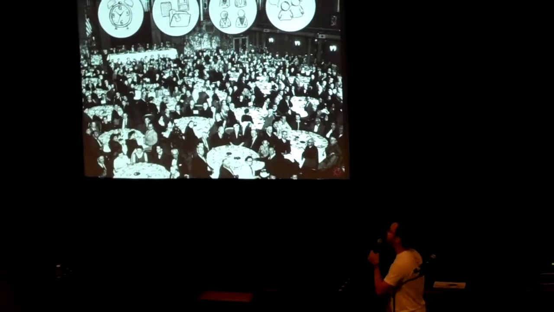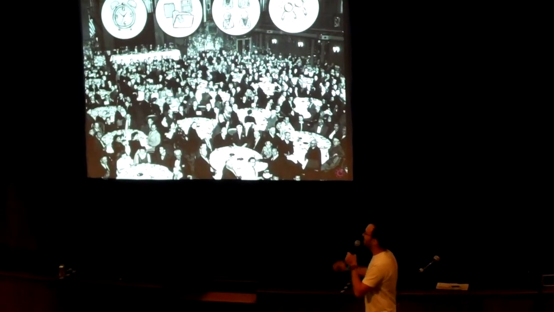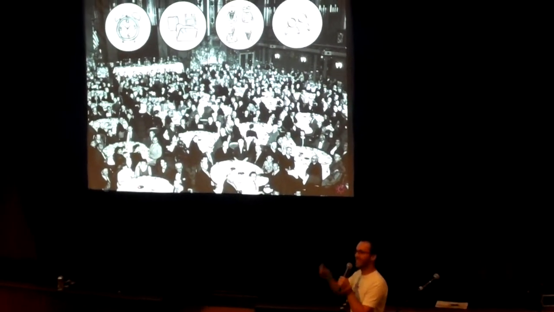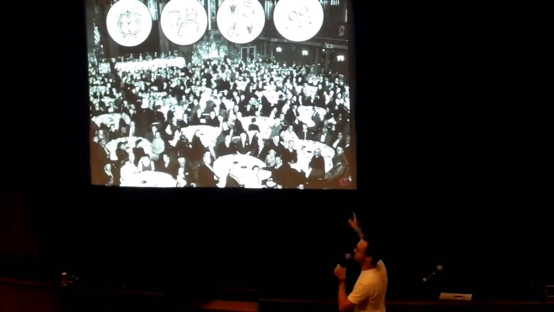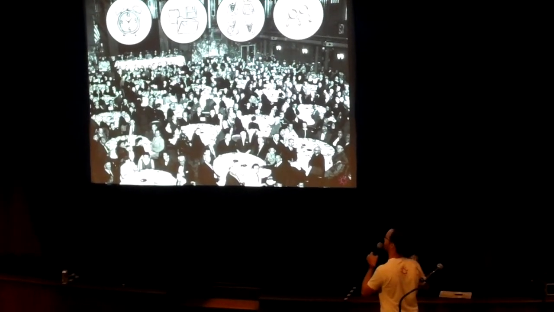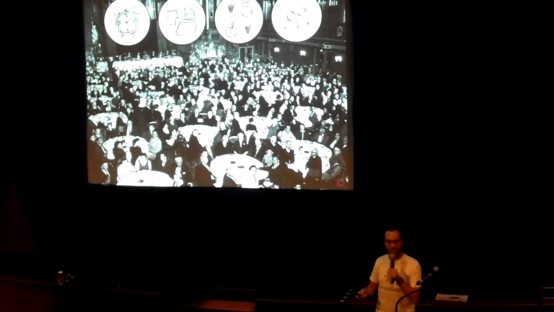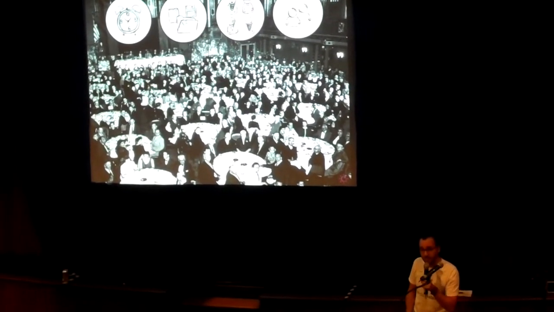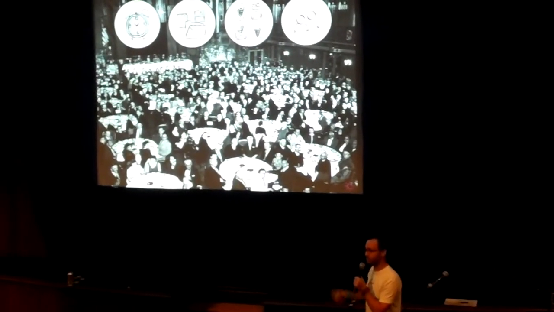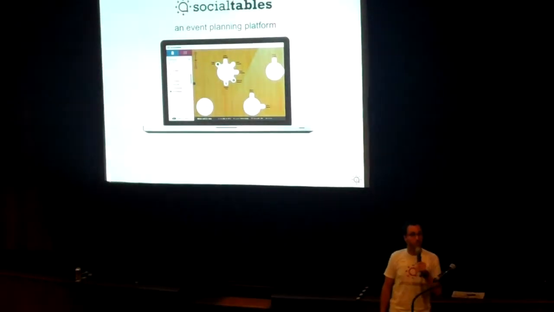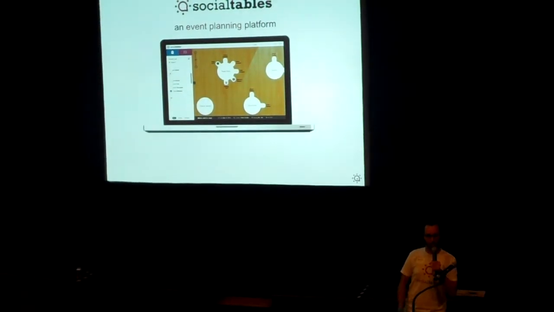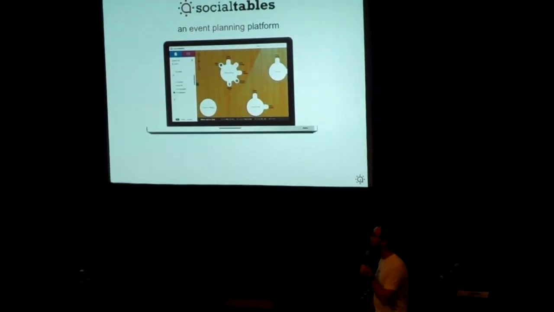So in summary, seating charts are a complete nightmare, and the way they're planned has not changed an ounce since the time this picture was taken in the 1920s or something. They take a long time to make, they are a logistical nightmare, they involve many decision makers, and the process is not collaborative or social today. Social Tables is an event planning platform. Let me show you what it looks like.